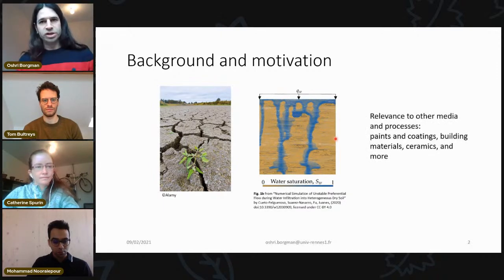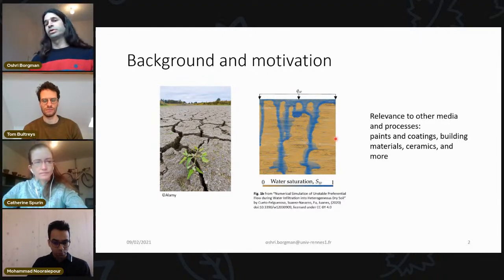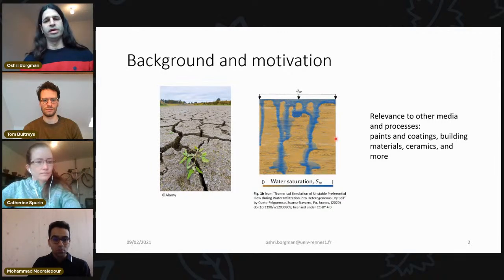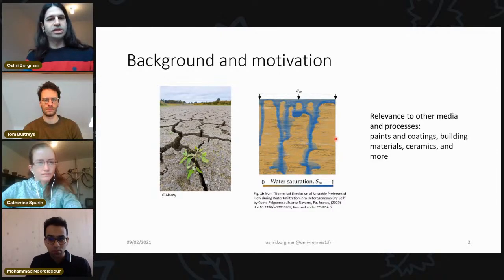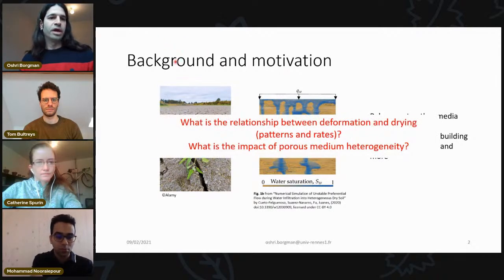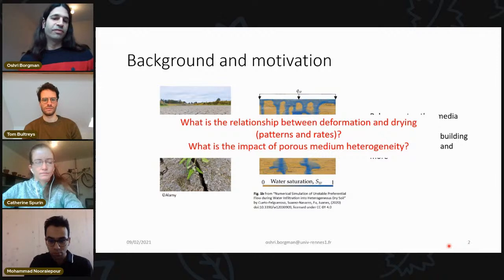And these drying and deformation processes are also relevant to other media and other processes, also industrial processes, like drying of paints and coatings, of building materials, ceramics, and more. And more specifically, the question that we want to ask here is what is the relationship between deformation and drying patterns and rates, and what is the impact of porous medium heterogeneity on these processes.